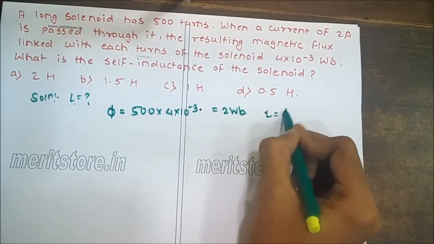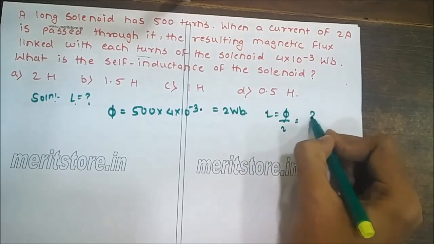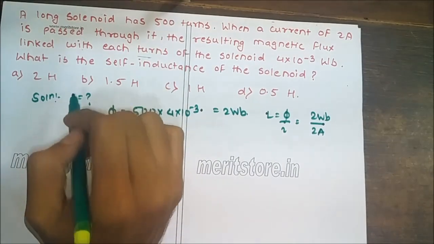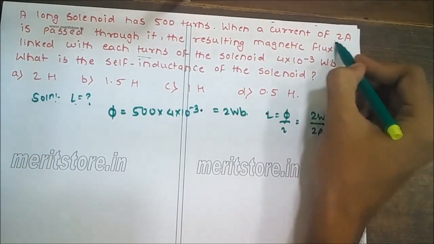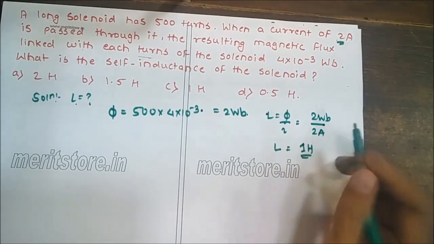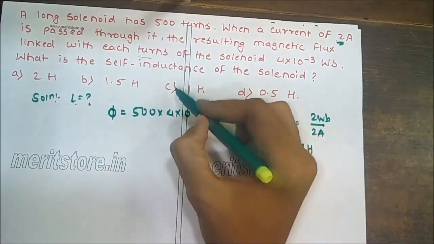So L equals psi upon I. That is 2 Webers upon the current, which is given as 2 amperes. So we have a self-inductance of 1 Henry.